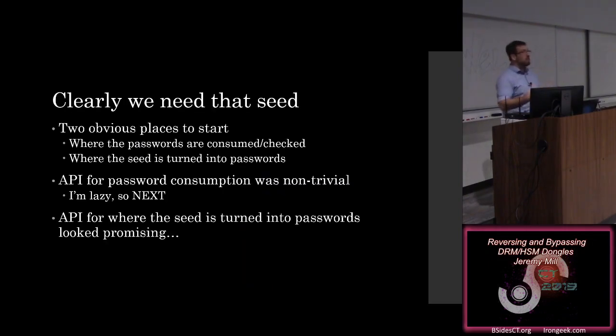So, yeah, clearly we need that vendor seed value, right? That's the keys to the kingdom here. And if we've compromised that, we've compromised pretty much everything that you could do with this, all of their core claims over protecting that value. So there's two obvious places to start, right? The first is we can check where it's consumed, right, when you go to perform an admin action. The other place that would make sense is where that vendor seed value gets turned into four passwords, right? It's not a one-to-one relationship. There's some kind of math that's happening there, right? The password consumption API is non-trivial, right? There's a lot of weirdness going on with random values based off of the current system time, and I'm lazy, so I'm not doing that one. But the API for where that seed is turned into passwords looks far less complex, so that's where I focused my time.